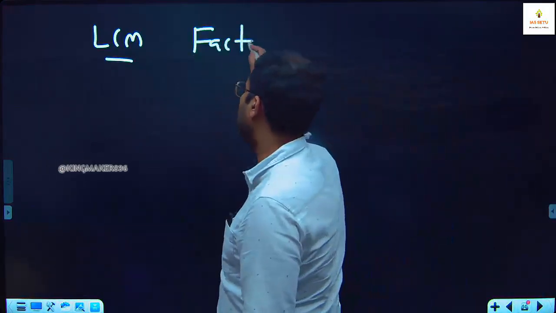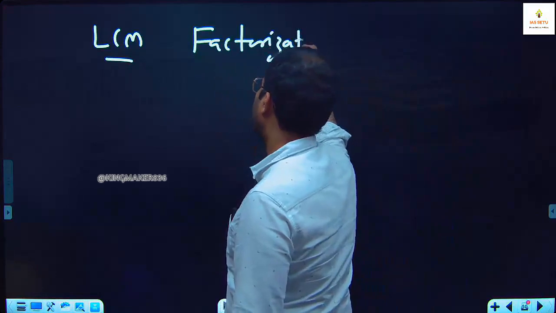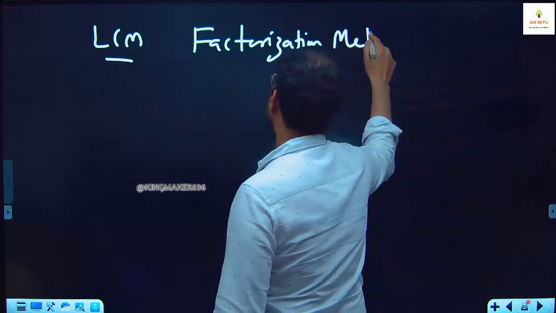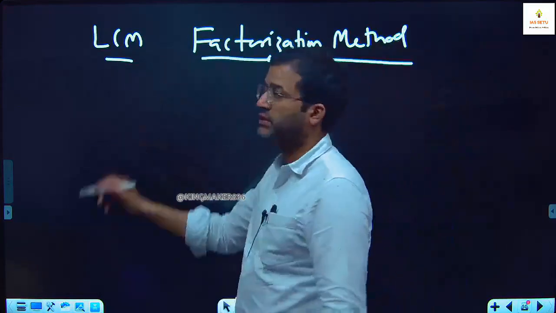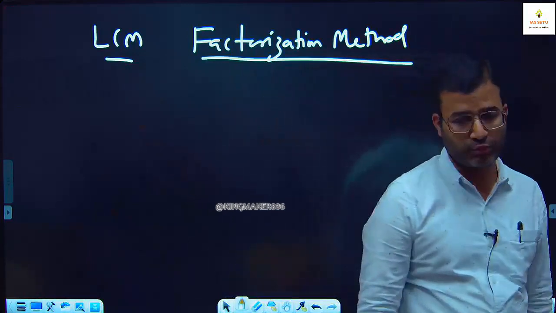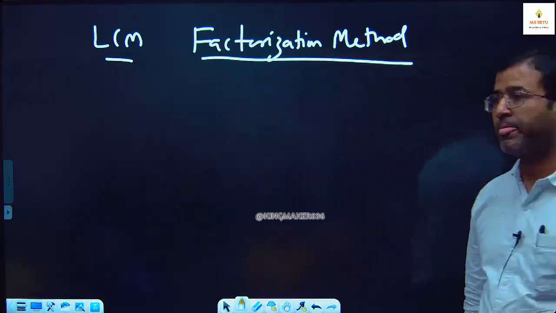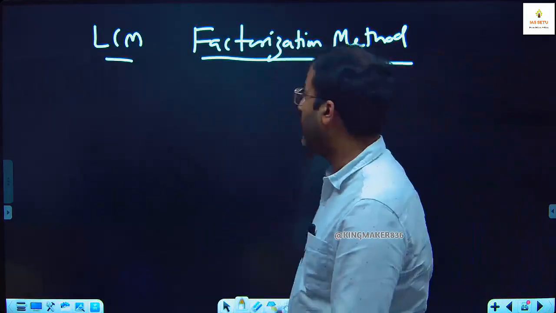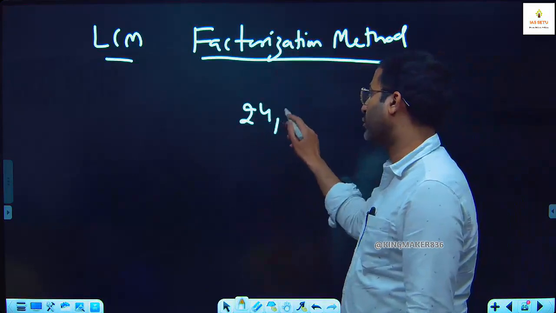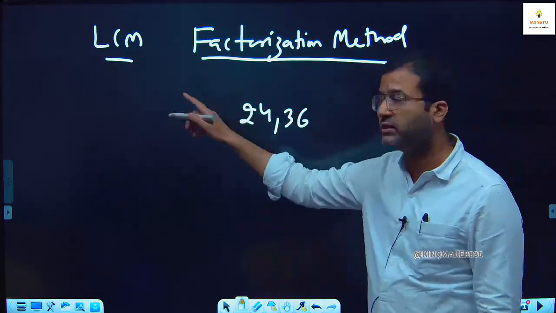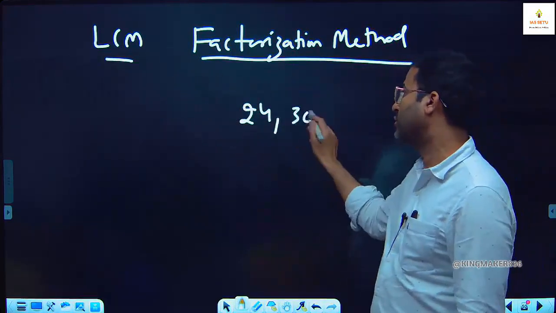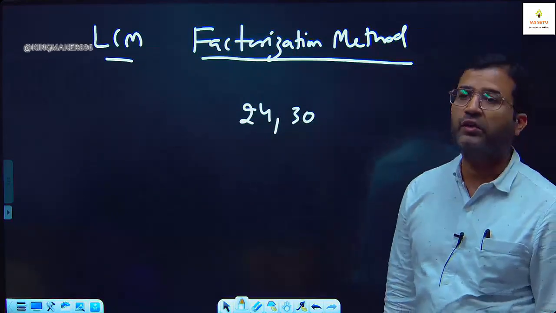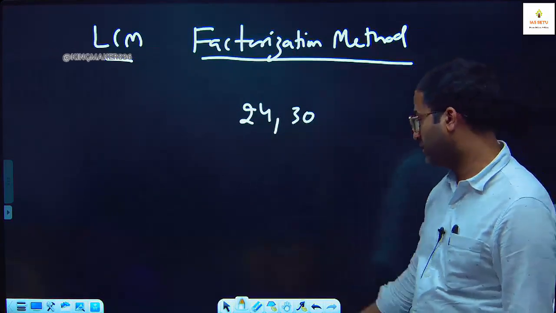Factorization method to find LCM or HCF of 2 or more numbers. I tell you what this is. Let me take 3-4 examples so that all of you understand. Like I take the question 24 and 36. We have to find LCM. ये 30 ले लेता हूँ, नहीं तो confuse हो. 24 and 30. We have to find what is LCM.